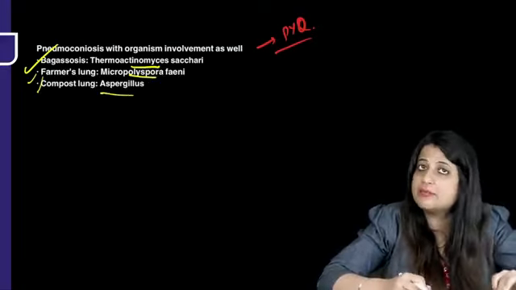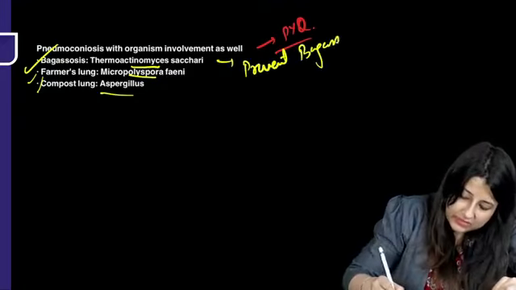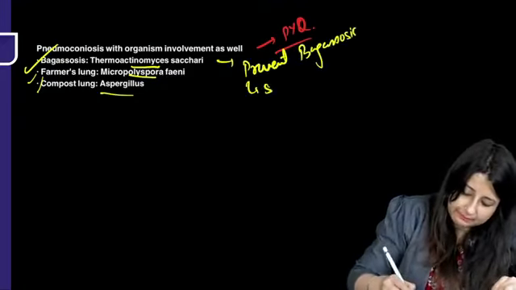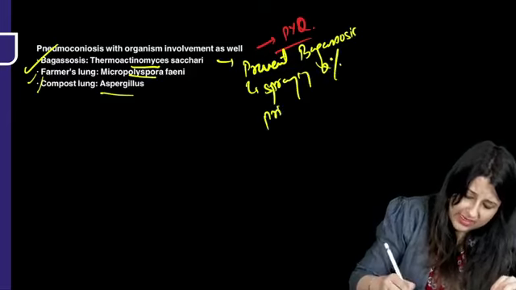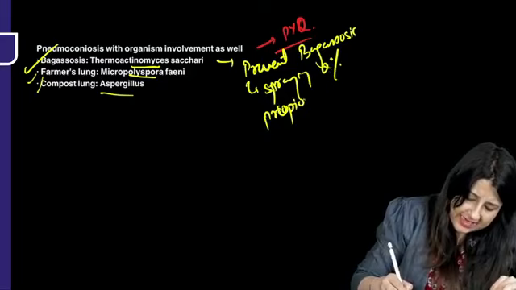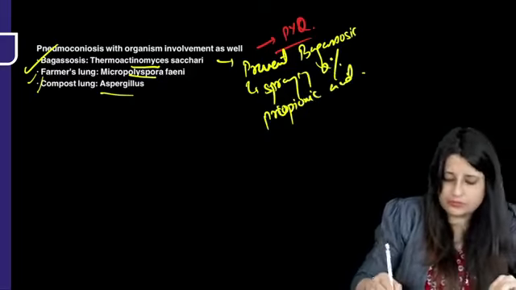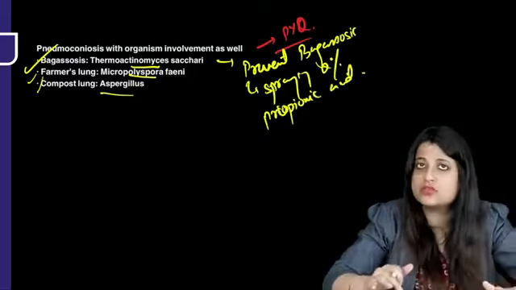And how can you prevent bagasosis? This question also comes. We can prevent bagasosis by spraying 2% propionic acid. Not 1%, 2% propionic acid. So organisms you need to know.